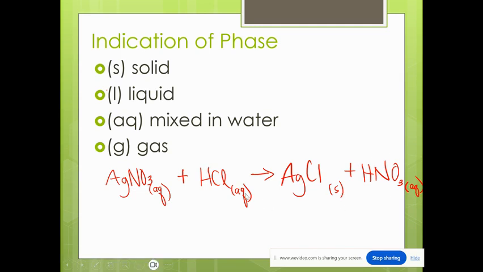All right, so that's how we're indicating phase. This indicates that you have a solid form. That was your precipitate. That was a powder that was on the filter paper when you were done with that reaction.